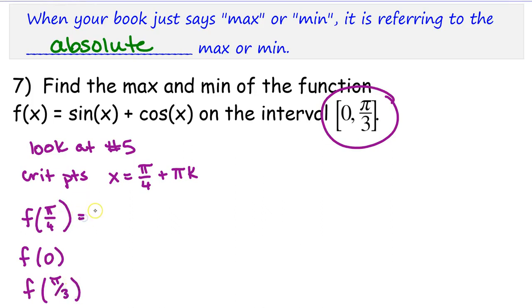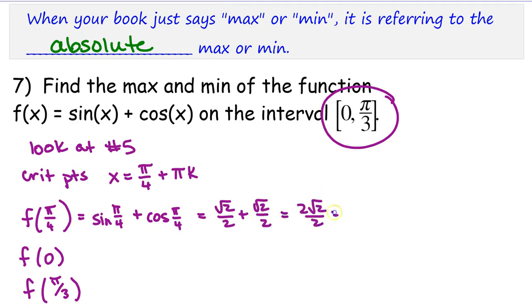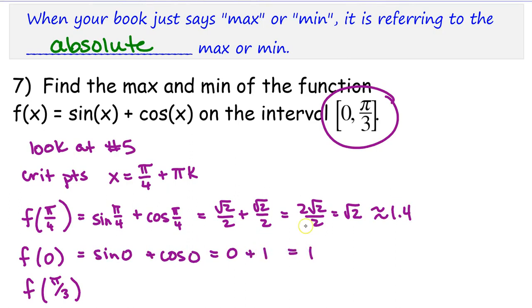Okay, so we have sine of pi over 4. That's the same thing as sine of 45 degrees plus cosine of pi over 4. And remember, the sine and cosine of 45 degrees are square root 2 over 2. You can draw reference triangles for those. When you add those together and reduce, you get square root 2, which is approximately 1.4. F of 0 would be the sine of 0 plus the cosine of 0. Sine of 0 is 0, cosine of 0 is 1, so we get 1.